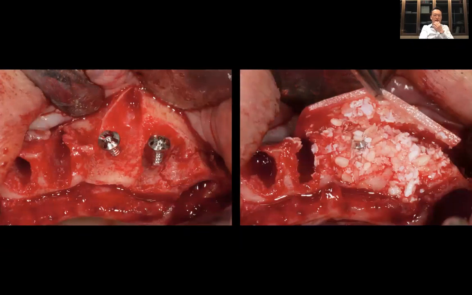And here's the left side, and we can see that this patient in the canine, the premolar area, she had no buccal bone. So again, I had to do GBR. I used a couple of tenting screws here to support my membrane and my bone graft. Here's the bone graft placed, and then I need to secure my resorbable membrane with a number of bone tags.